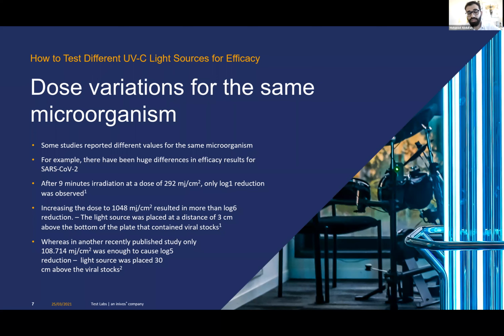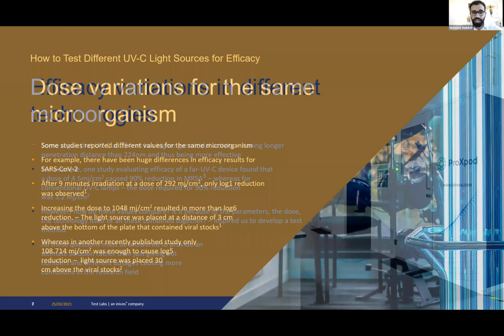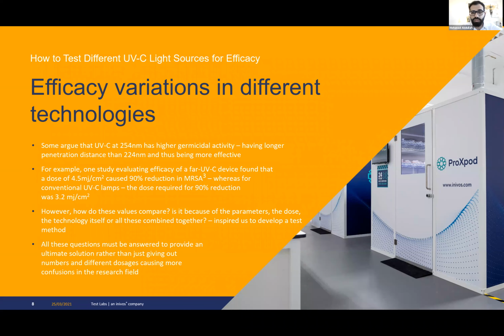Whereas in another recently published study, published around November last year, they found that a dose of only more than 100 millijoule per square centimeter was enough to cause a log 5 reduction, keeping in mind that the light source was placed 30 centimeters above the viral stocks. So this is where the confusion can happen, because when I look at these two values, I wouldn't be able to determine which one is the best solution for a certain application. Because first of all, the first study required 10 times more than the second study, and also the distance was 10 times less than the second study.